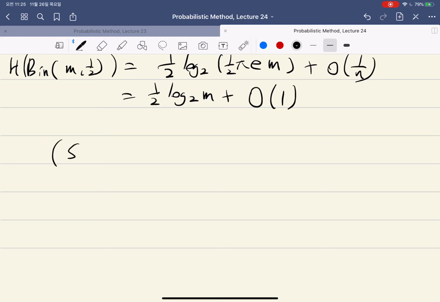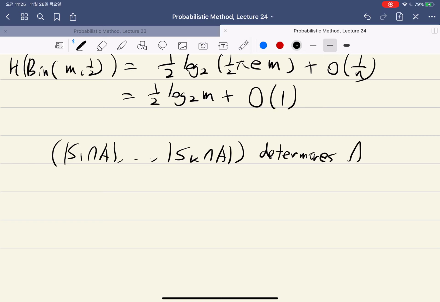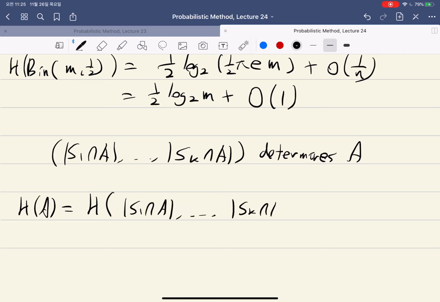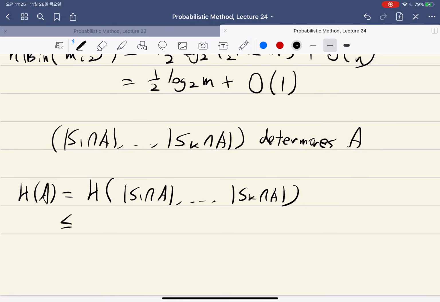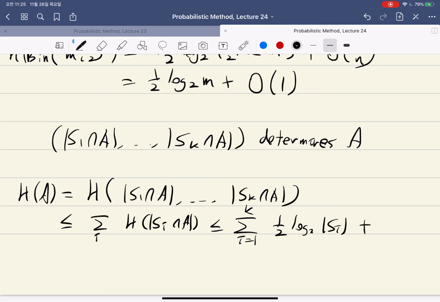Then what do we know? By our assumption, these k random variables determine A. So H of A has to be the same as the entropy of this joint distribution. And by subadditivity, this is at most the summation of the entropy of each one of them. And that's the summation for i equal 1 to k of half log 2 si plus, let's write it this way, big O of 1.